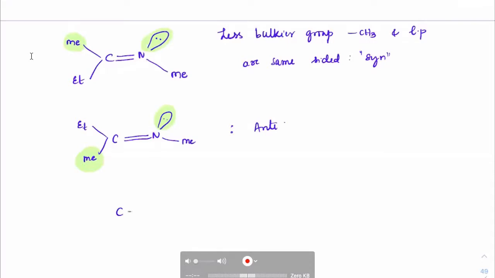I'll give one more example. Suppose you have C double bond N, imagine I have methyl here, and I will write this as ethyl, methyl, ethyl here, and I have lone pair here with nitrogen as H. Here also you will still check the lone pair and methyl only. Understood? How this methyl and lone pair are aligned with each other, opposite to each other, so that is still going to be anti.